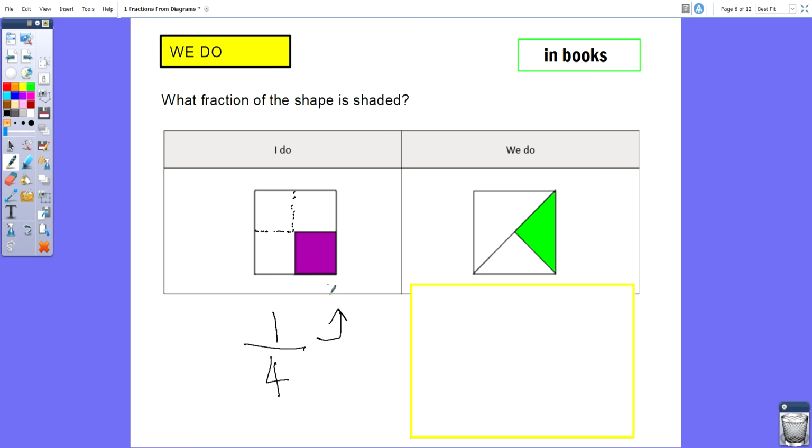Right, what I want you to do now in your books, please, could you draw this shape in? Can you split it up into these parts here? Now find the other parts to make them equal, and then write this as a fraction based on how many of those parts are coloured in. Pause the video, off you go.